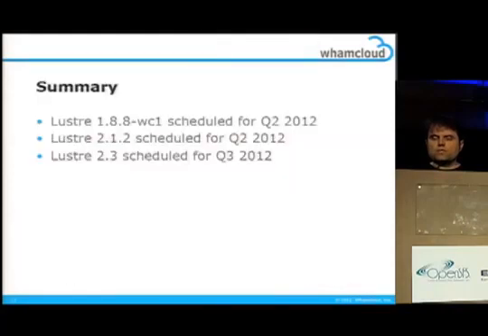Just to recap, in this quarter we're planning to release a 1.8.8-WC1 and a 2.1.2 maintenance release, and next quarter we'll have our 2.3 feature release come out. There will of course be an extra maintenance release, most likely 2.1.3, but we tend to keep the specifics of each release just one ahead, so we can keep our options open if there is demand to realign our maintenance release stream. Okay, so that's my presentation.